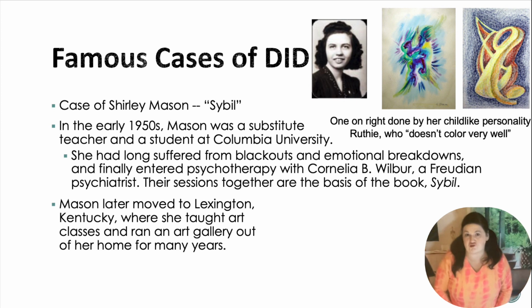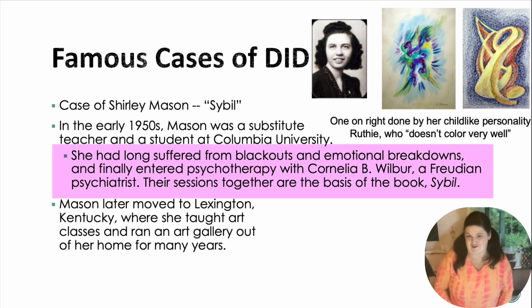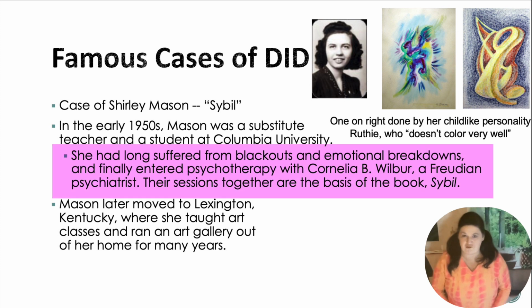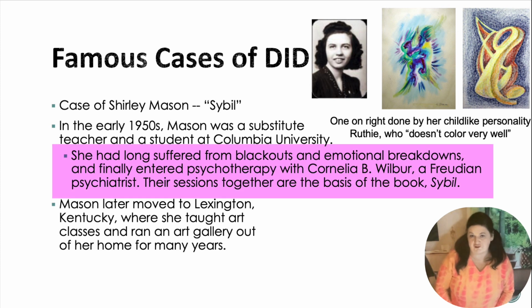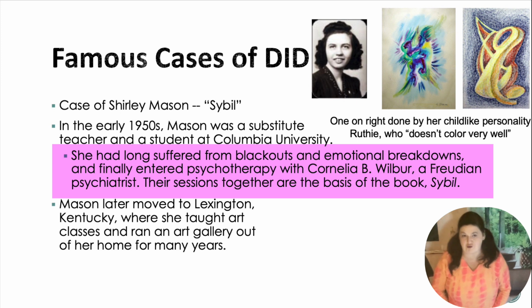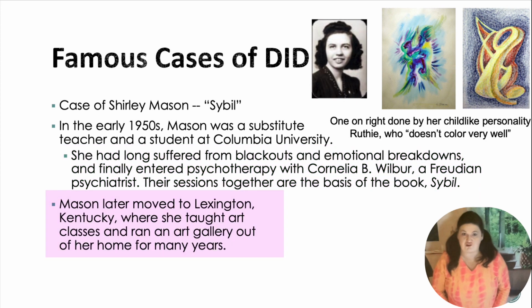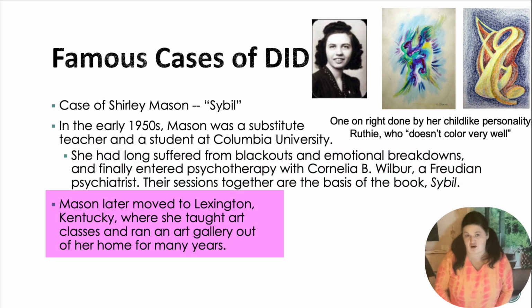And then these emotional breakdowns begin happening because of all the breaks and the blackouts, but also because of the huge fluctuations in the behavior and the emotions that come along with each of them, right? So she entered into psychotherapy with Dr. Cornelia P. Wilbur, a Freudian psychiatrist. And so Mason later moved to Lexington, Kentucky, where she taught art classes and ran an art gallery out of her home for many years.